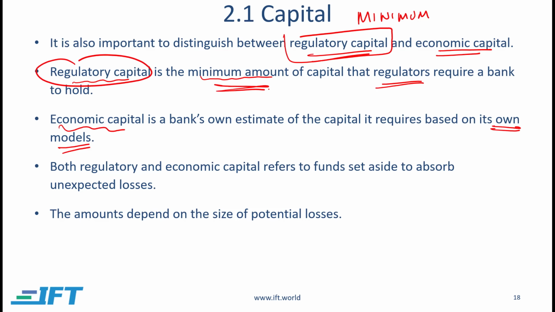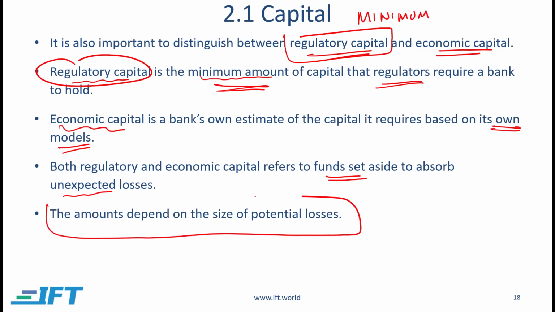Of course, the concept is to set funds aside to absorb unexpected losses, expected and unexpected losses. Naturally, expected losses get provisioned, so your capital is obviously getting a hit from that provision anyways. So, what you need to have is additional capital to take care of the unexpected losses which could be there.